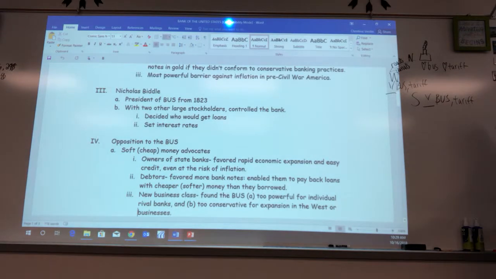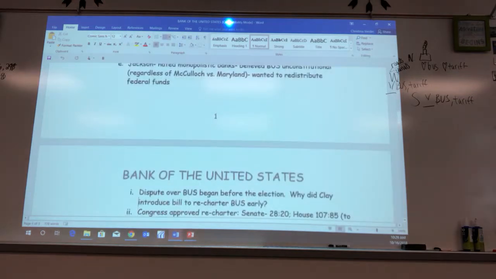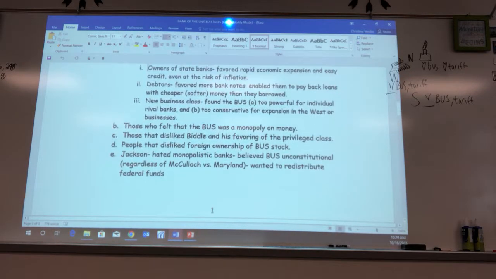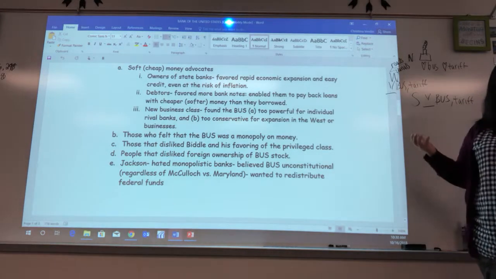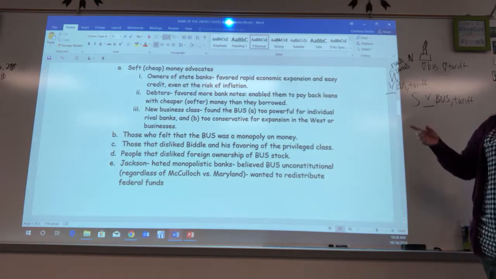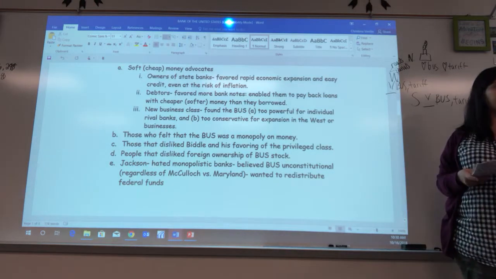So Henry Clay, and I'm going to talk about Henry Clay and them bringing up this issue later. What we're going to look at is the people who oppose the BUS. We're going to see owners of state banks. Why would they hate the BUS? What is the BUS going to make sure that they have on hand? Gold, so they could print out that paper money, right? So that's one group of people who don't like the BUS because they're going to say that they cannot expand. The other ones are debtors.